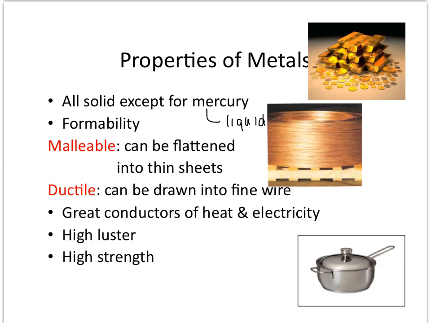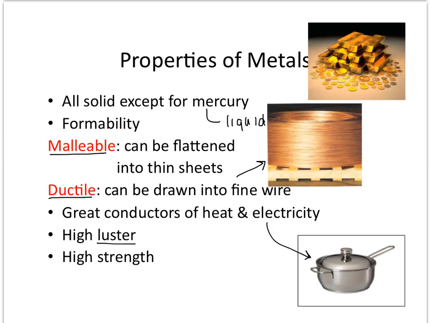All metals have formability, which means that they have the ability to be malleable. They can be flattened into thin sheets. You can look at aluminum foil for an example of malleability, and ductile, which means it can be drawn into wire form. And you can see with this picture, copper is in wire form over here. Metals are great conductors of heat and electricity. There's a picture of a pot down here. Aluminum heats up extremely well. Remember, it has a very low specific heat, and so it can heat up, thus heating up the water and cooking your food a little bit faster.